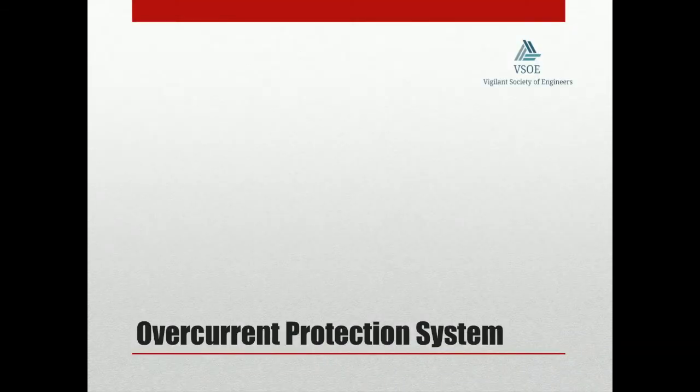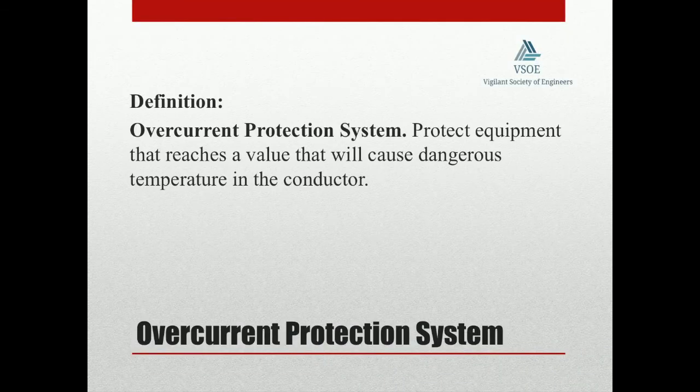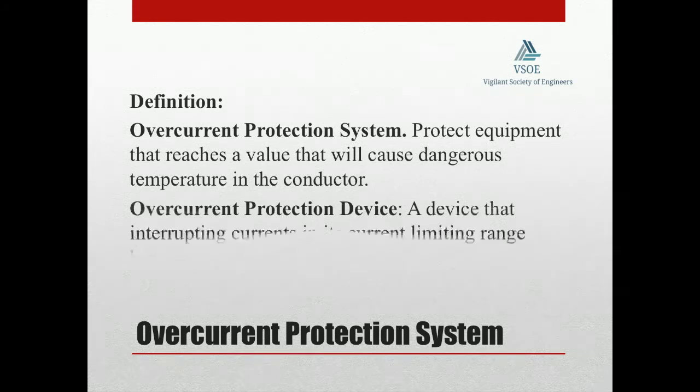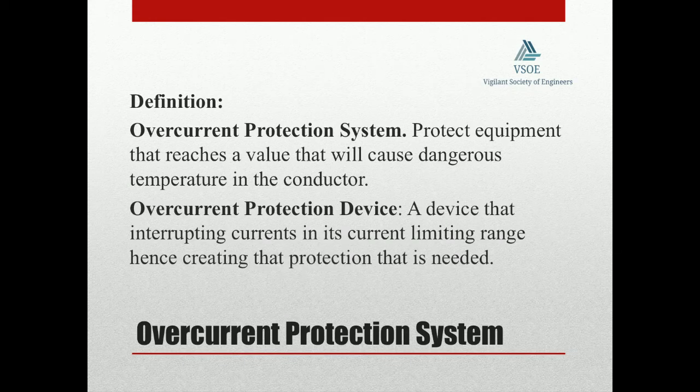What purpose does an overcurrent protection device serve? Overcurrent protection systems protect equipment when current reaches a value that will cause dangerous temperature in the conductor. An overcurrent protection device is a device that interrupts current in its current limited range, hence creating the protection that is needed. Figure 1 provides an example of an overcurrent protection device.